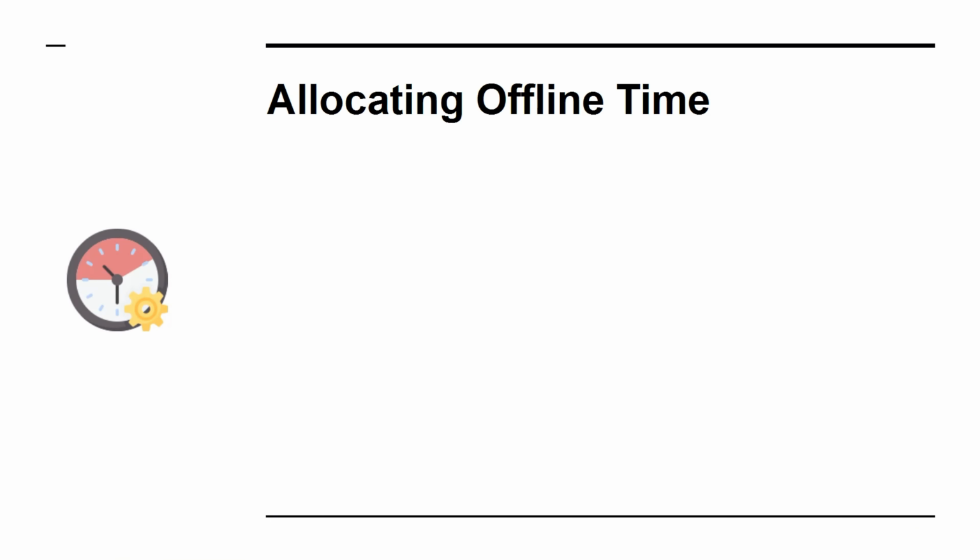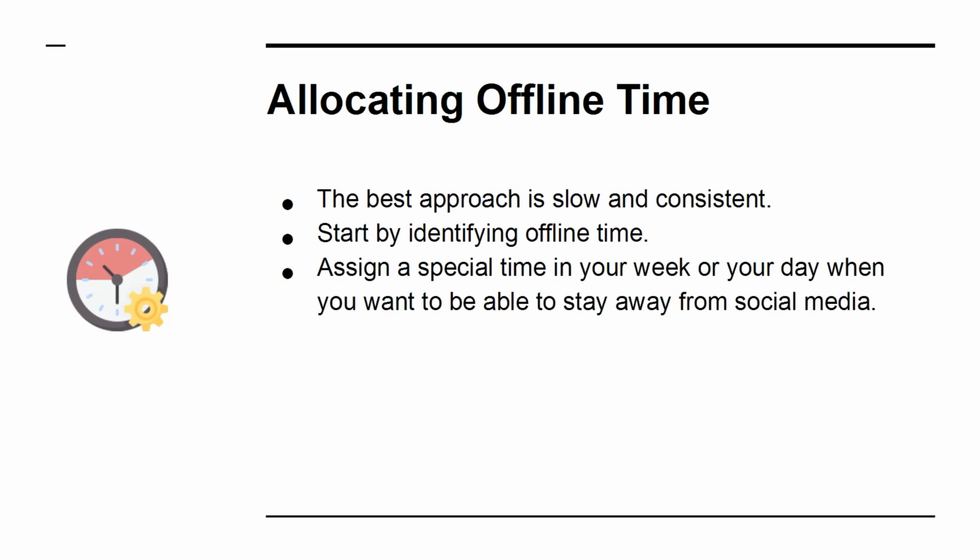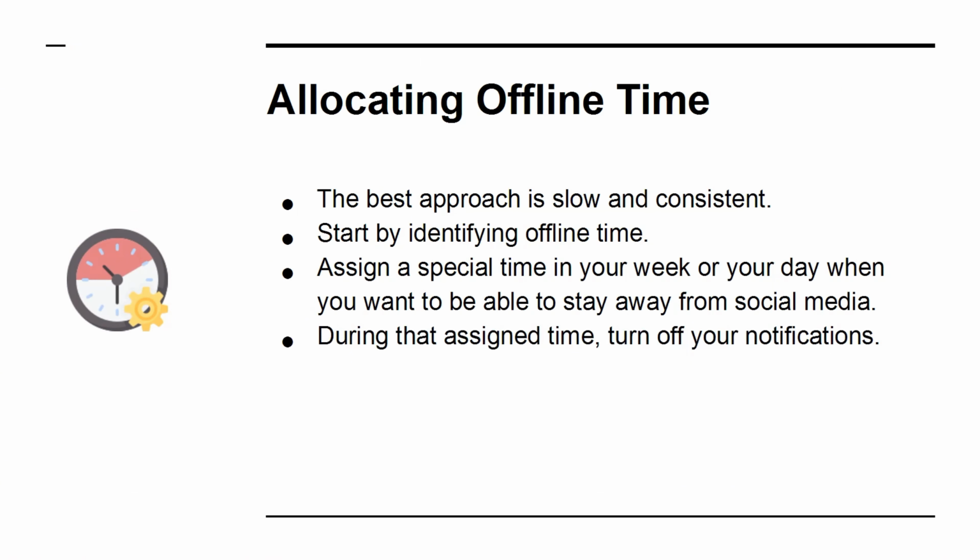Allocating offline time. The best approach is slow and consistent. Start by identifying offline time. Assign a special time in your week or your day when you want to be able to stay away from social media. During that assigned time, turn off your notifications. That way, you will not be lured back into it.